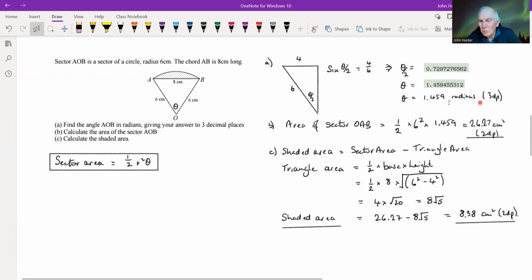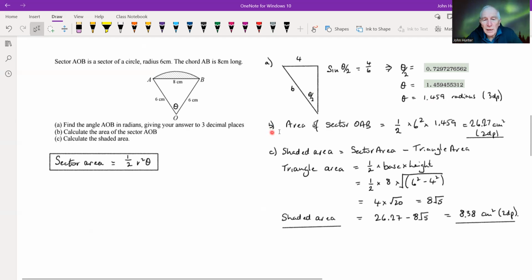That's 1.459. It's about half of pi, isn't it? And if pi is 180, it'd be 90. So yeah, it looks about right. It's not drawn to scale, but it's approximately correct. Good enough to give us confidence in the answer anyway.